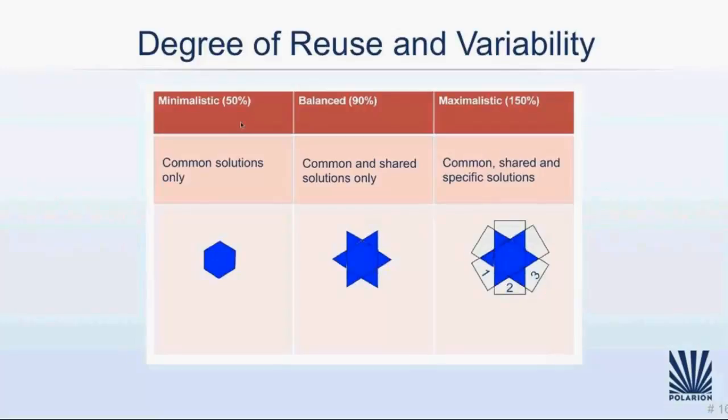Depending on the degree of reuse between the different products, different degrees of variability support need to be followed. If the reuse is minimalistic, then no variation points need to be formally managed. But in a more balanced approach, the common aspects as well as the shared parts are supported in the core library assets. So the variation points for the application-specific extensions are identified as well.